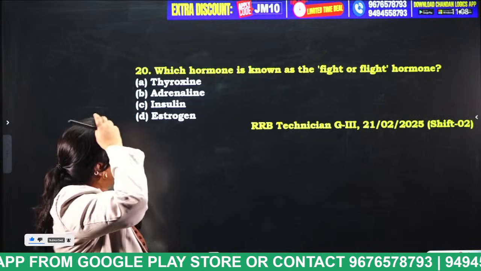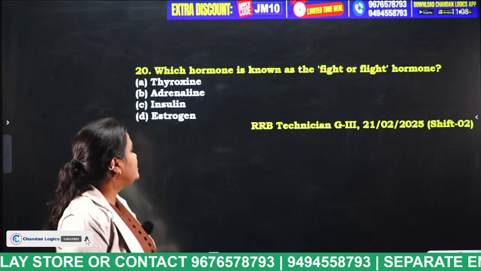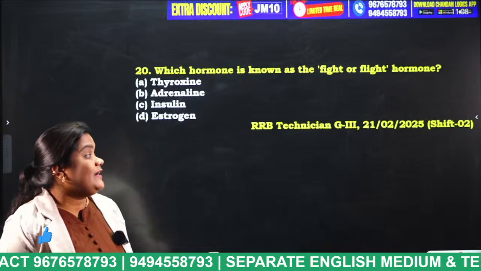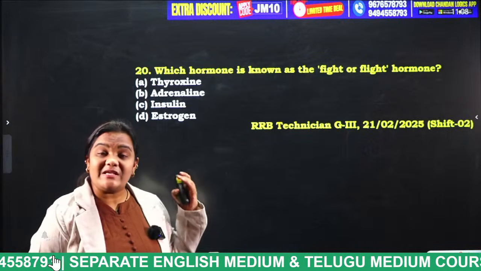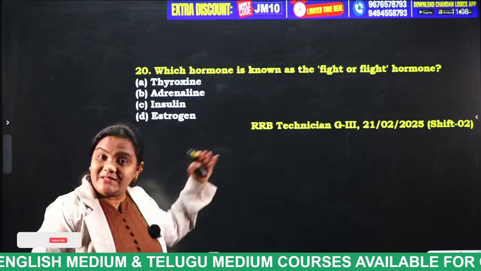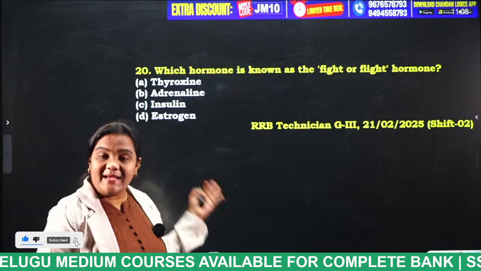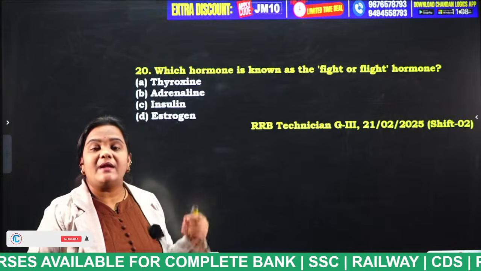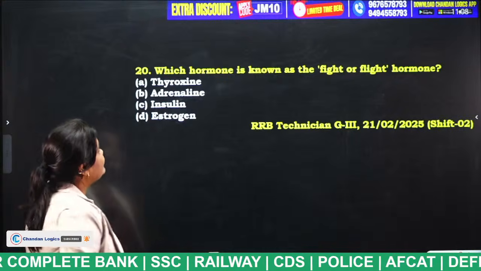Which hormone is known as the fight or flight hormone? Thyroxine, adrenaline, insulin, estrogen. RRB technician grade 3, February 21, 2025 shift 2. See what I have explained in the previous sets, those questions were asked in the RRB exams also. If you look at any exam, almost all the concepts which I have explained, you can have a touch on that. What is the answer for this question, students?